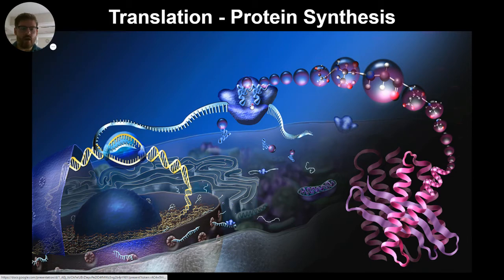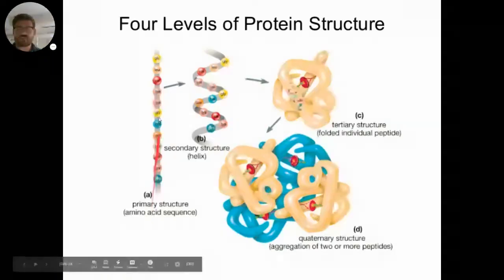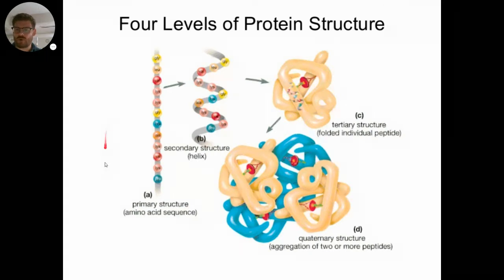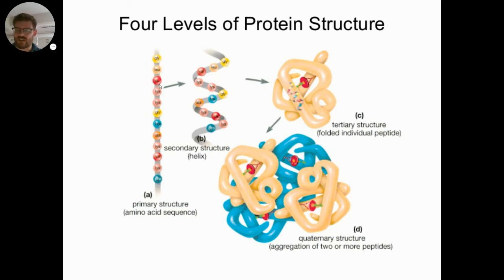Now, if we go back here, what's going to happen as a result of that is that we're going to end up with a chain of amino acids like we see here, okay? And so this is what we call the primary structure. This is just the sequence or the order of amino acids as it comes out of the ribosome. And you can think of it as just like a straight line. It might be kind of wiggly, but primary structure just means it's the order or the sequence of amino acids that's coming out of the ribosome.